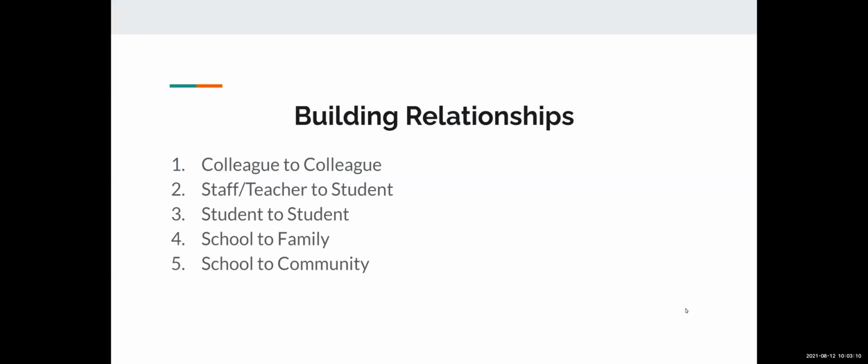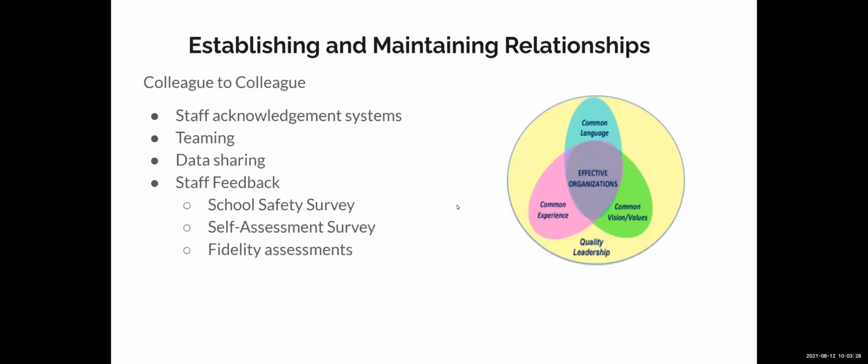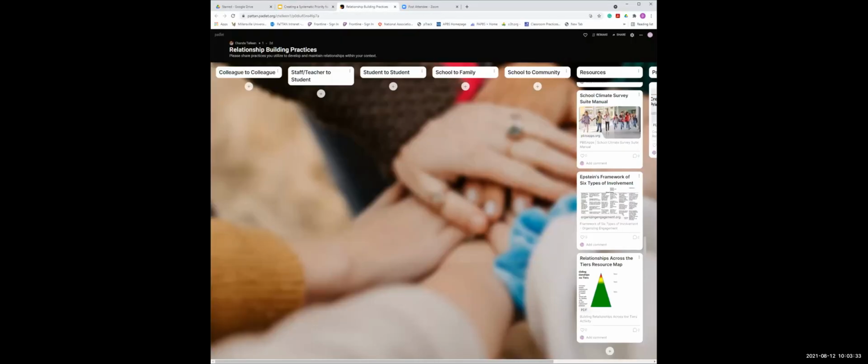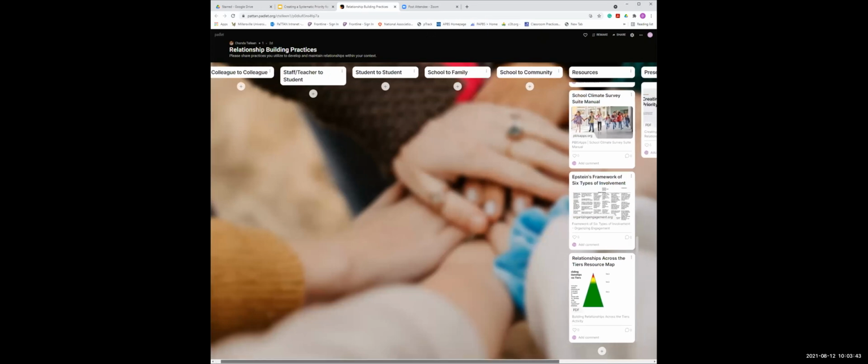We are going to ask you to utilize a tool called Padlet, and I'm going to put the link to the Padlet in the chat for you. So if you click on this link to this Padlet, Drew, if you want to go ahead and switch over to the Padlet, there are different columns. So the first column is the colleague to colleague column. Next to that is staff, teacher to student, student to student, school to family, school to community. So what I'd like you to do is if you just double click on the Padlet, you should be able to open up a sticky note.